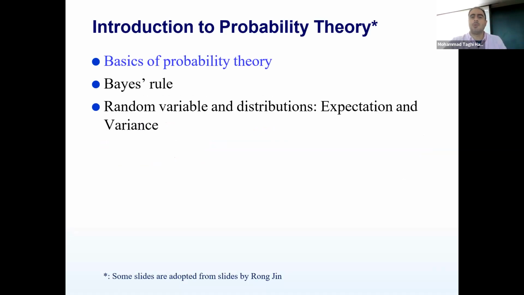So, introduction to probability theory. First, we want to talk about some basics of probability theory, and then Bayes rule, random variables, and distributions. Those would be the things that we are talking about. Hopefully, this is a crash course on probability theory, such that you know everything about it, because that's a very important one. All machine learning and other stuff cannot be done without this concept.